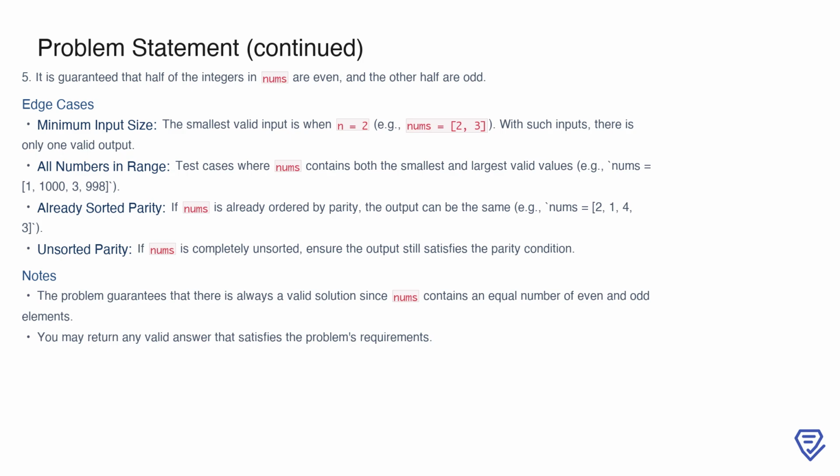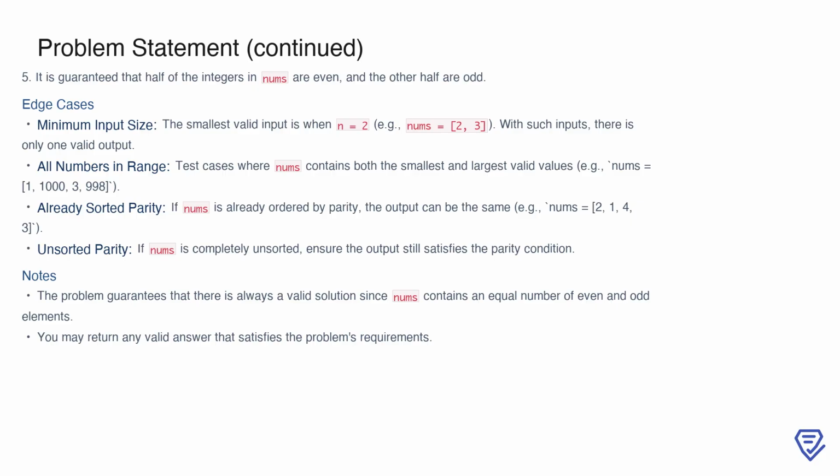For the smallest possible input size, where n equals 2, such as nums equals 2, 3, there is only one valid output. Another scenario involves handling arrays with both the smallest and largest values within the range, such as nums equals 1, 1000, 3, 998. Additionally, if the input array is already sorted by parity, for example, nums equals 2, 1, 4, 3, you can simply return the same array as the output.